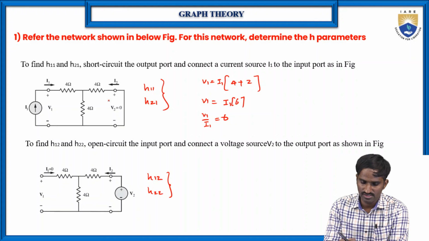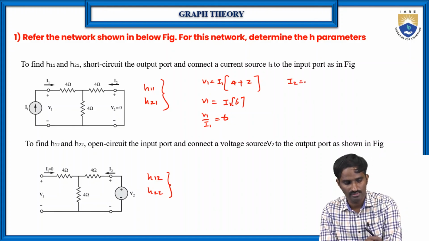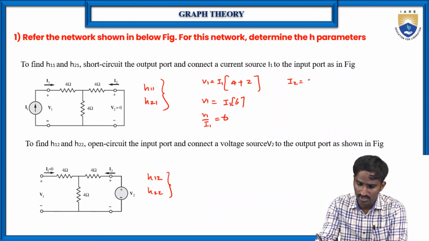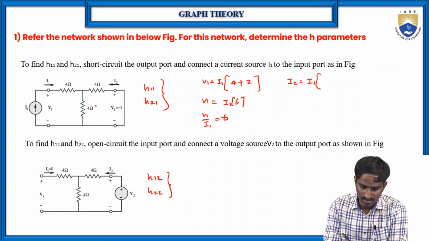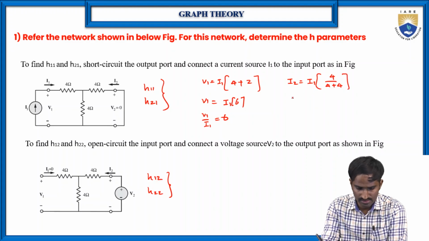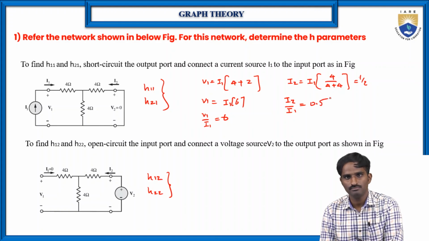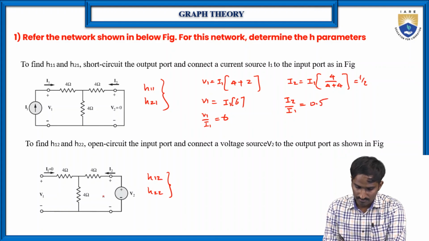So what is the other thing? Suppose we want to find I2 by I1. Here I2 is equal to the total current I1 into the opposite resistor over the sum, 4 by 4 plus 4. So I2 by I1 is equal to 4 by 8, so 1 by 2, which means 0.5.